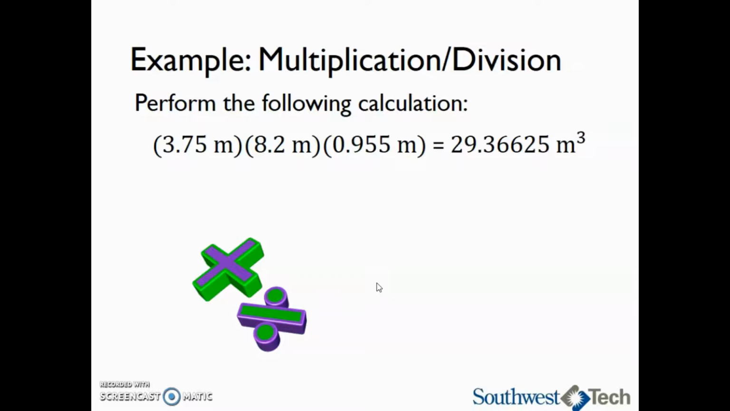Now with multiplication and division, we have to round our answer to the same number of significant digits as the least accurate measurement. So we count how many significant digits we have in each of our numbers. We have 3, 2, and 3. So 2 is the smallest number of significant digits, which means our answer will also be rounded to 2 significant digits. So when we do that, our answer is 29 cubic meters.